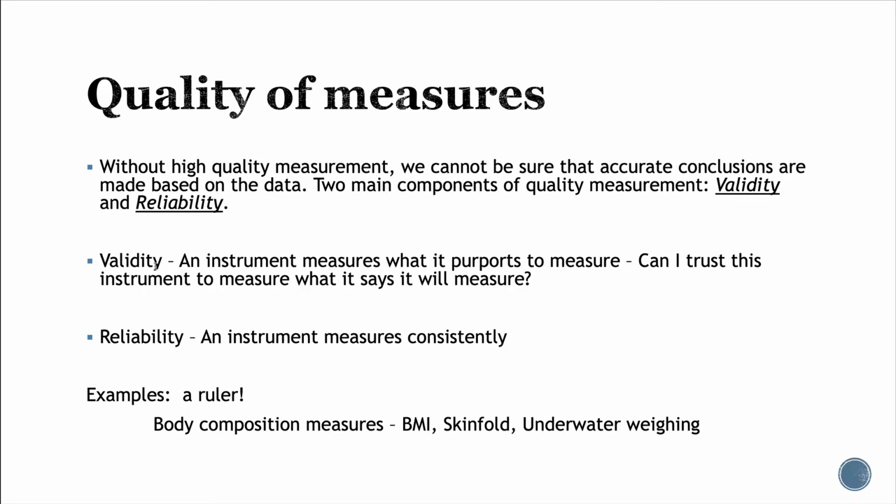Now, if I want to measure the circumference around a person's thigh, I could use a ruler for that too, right? I could roll the ruler around their leg until I come back to the middle. That would give me a measurement. I could also use a tape measure. Which of the two is going to be more valid for measuring circumference?